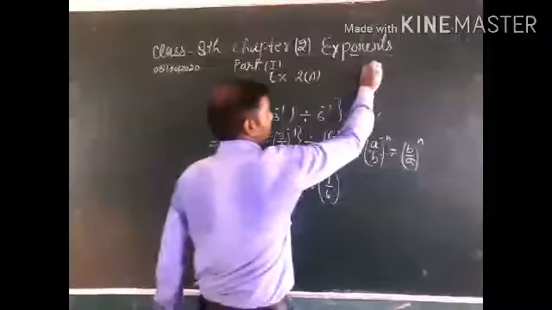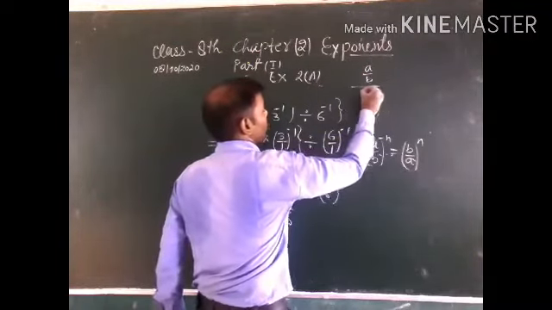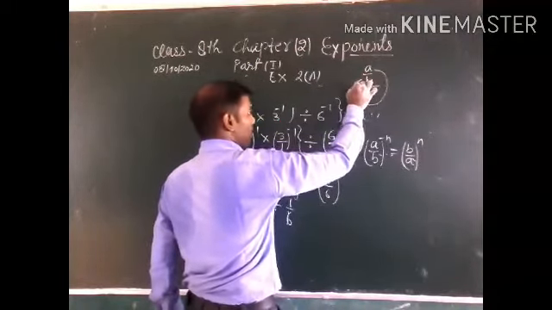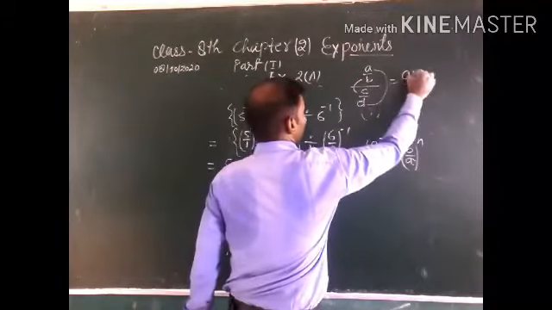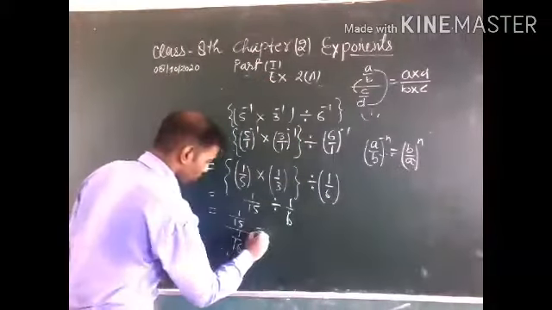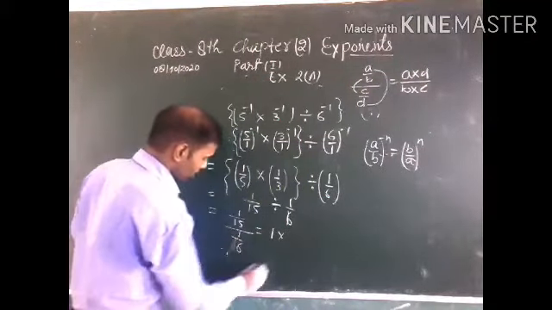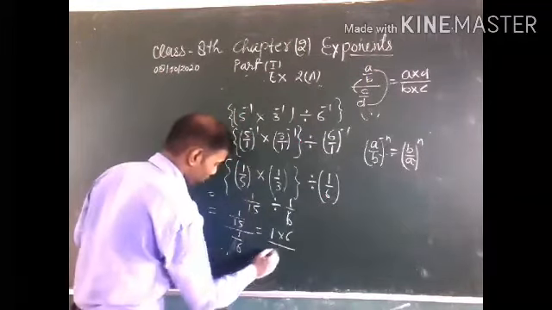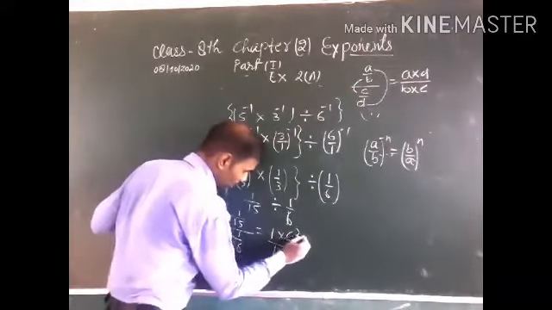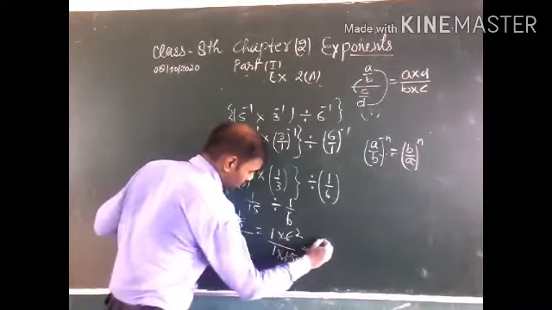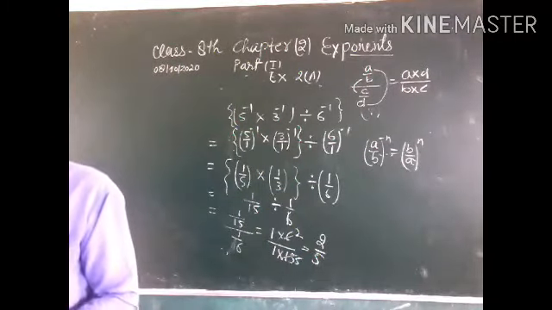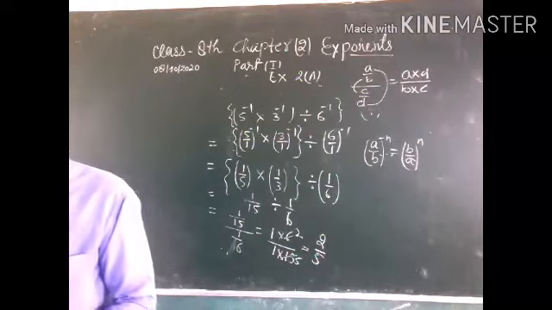How can we write it? If (A/B) upon (C/D), it means A multiplied with D and B multiplied with C. It means A into D divided by B into C. That is 1 into 6 upon 1 into 15. You can cut by 3: 6 becomes 2 and 15 becomes 5. It means this is equal to 2 by 5.